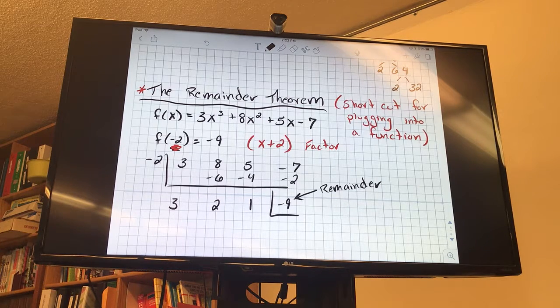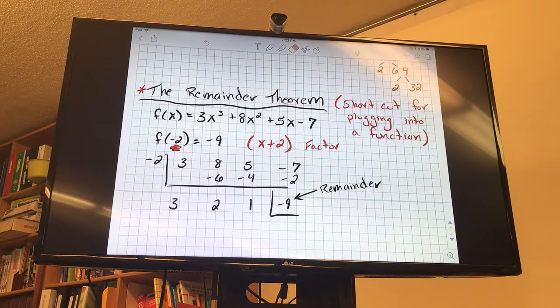You could very easily type that whole expression in and hit enter, but you had to do it all by longhand before. It's not used as much anymore, but it is handy. It's a nice little trick, especially if you're taking something timed and you remember it, you can just very quickly plug it in. So that's the remainder theorem.